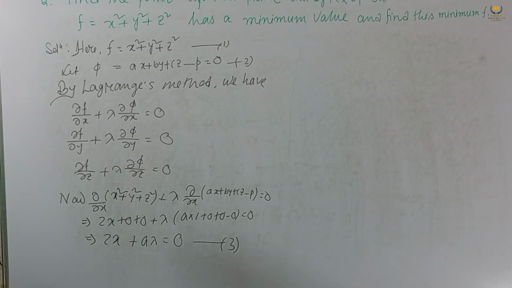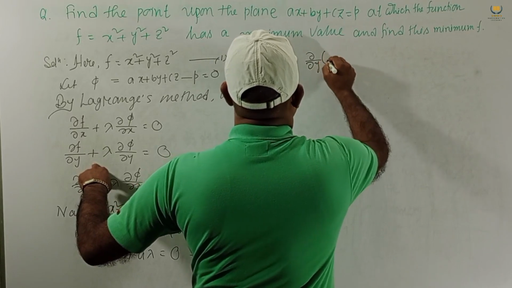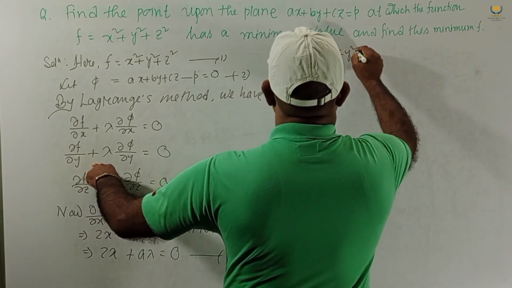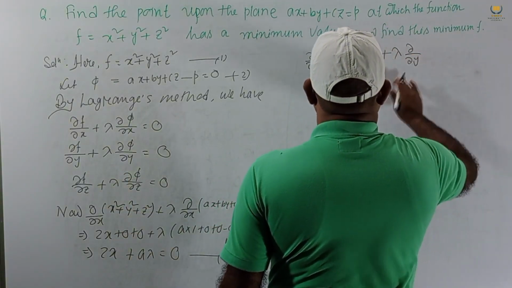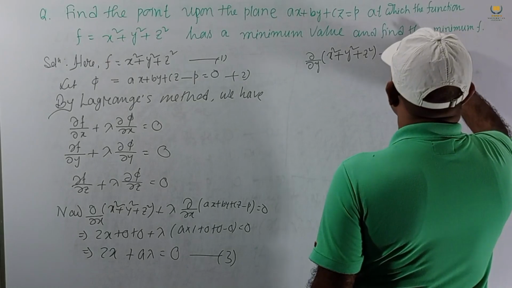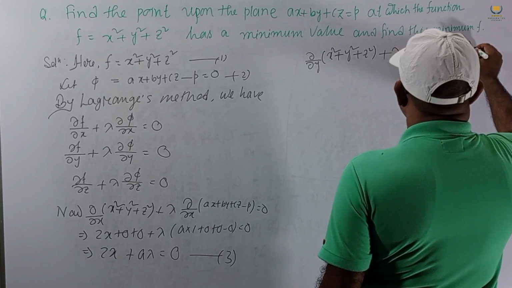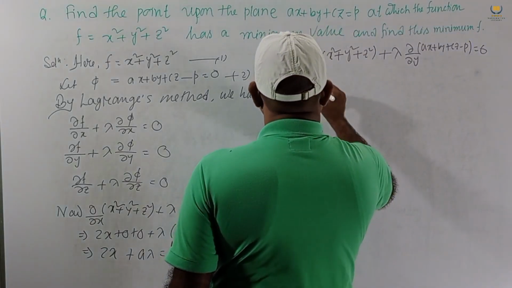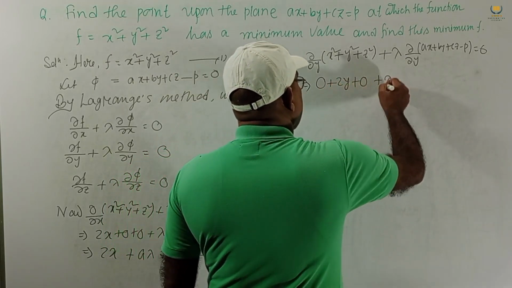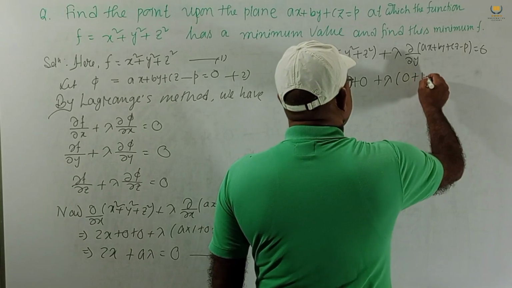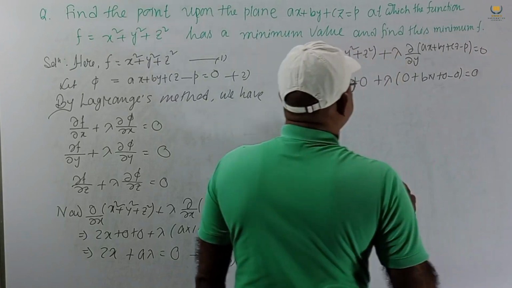Next consider this one, del y of f, meaning x square plus y square plus z square, plus lambda del y of phi, where phi means ax plus by plus cz minus p equal to 0, and this implies 0 plus twice y plus 0, plus lambda times 0 plus b into 1 plus 0 minus 0 equal to 0.